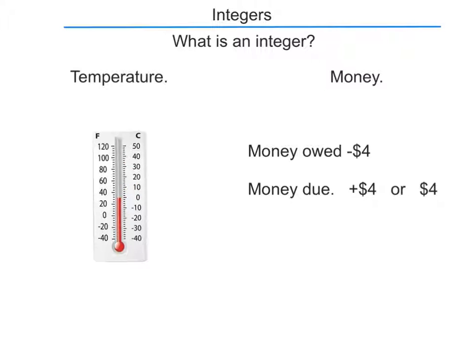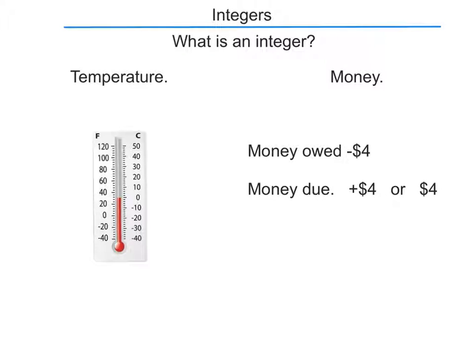With money, the same thing happens. If you owe money, then your net worth is down by $4, so it's a negative 4. If you are owed money, or money is due to you, it's a positive amount. $4 is the same as plus $4. We leave the plus sign off.